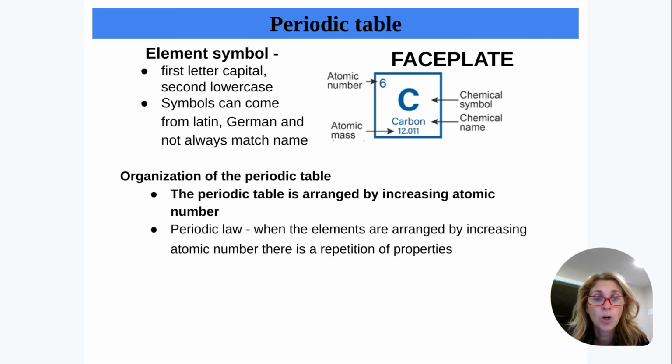Also, from your color-coded periodic table, you have identified that the periodic table is arranged by increasing atomic number. This is through the work of Mendeleev and Moseley, who discovered properties that repeated themselves when they organized the periodic table thus. The periodic law is a very important law in chemistry that identifies that when the elements are arranged by increasing atomic number, not in order of their discovery, not in alphabetical order, there will be a repetition of their properties. This helps us to make predictions and use the periodic table.